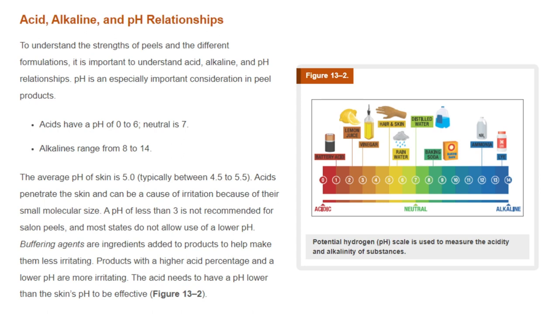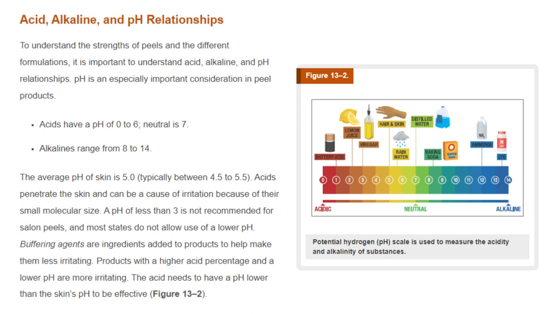Acids penetrate the skin and can be a cause of irritation because of their small molecular size. A pH of less than 3 is not recommended for salon peels, and most states do not allow use of a lower pH. Buffering agents are ingredients added to products to help make them less irritating. Products with a higher acid percentage and a lower pH are more irritating. The acid needs to have a pH lower than the skin's pH to be effective.